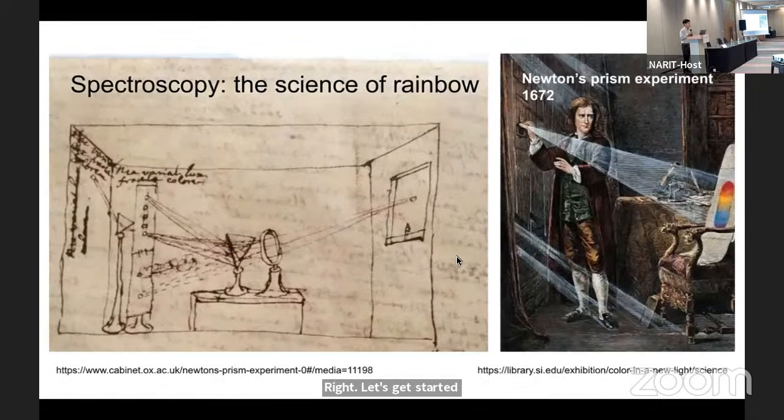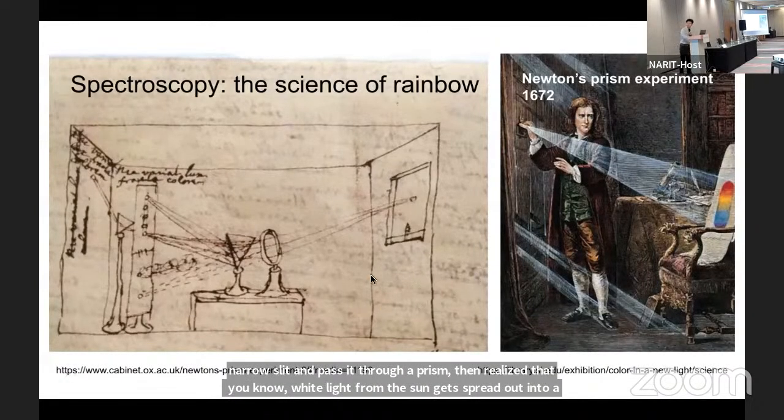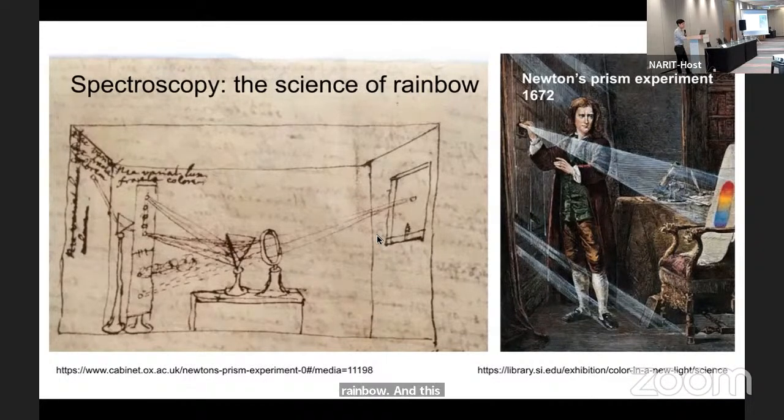So spectroscopy, I like to think about it as a science of rainbows. This was likely first figured out by Newton in 1672, where he had this prism experiment where he passed light from outside of his room through a narrow slit and through a prism. Then he realized that this white light from the sun gets spread out into a color rainbow. And this is, I think, the only existing drawing of the experimental setup. So I think it's kind of cool.